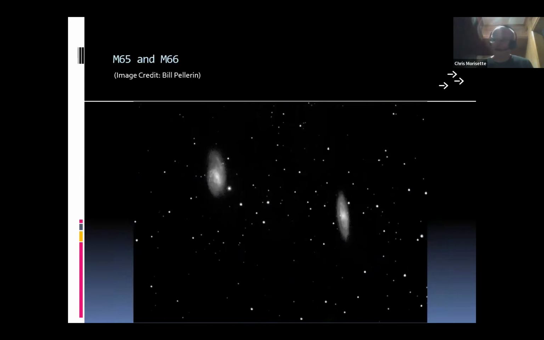Okay, so if you can get to Regulus, you can find these galaxies. This is a pair of galaxies. I think M65 is this one here, M66 is this one here. You can find these galaxies by going 12 degrees over from Regulus, and that's how you would find the Leo triplet.